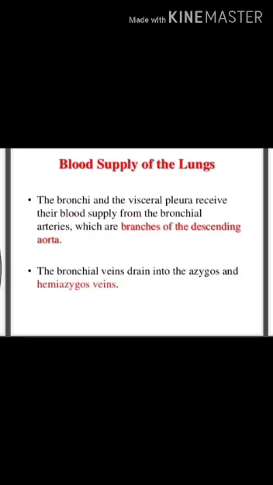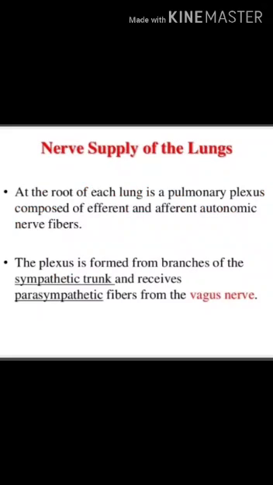Blood supply of the lungs. The bronchi and visceral pleura receive their blood supply from the bronchial arteries, which are branches of the descending aorta. The bronchial veins drain into the azygos and hemiazygos veins. Nerve supply of the lungs. At the root of each lung is a pulmonary plexus composed of efferent and afferent autonomic nerve fibers. The plexus is formed from branches of the sympathetic trunk and receives parasympathetic fibers from the vagus nerve.